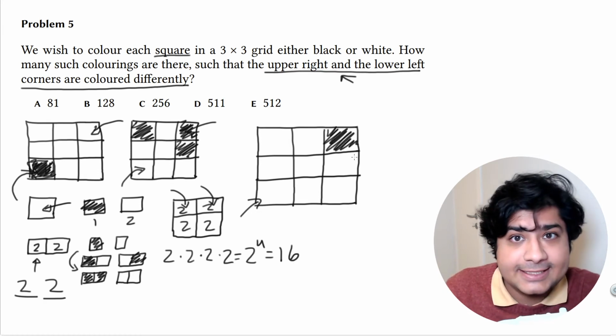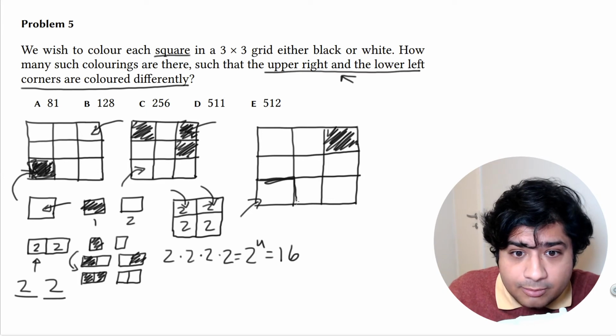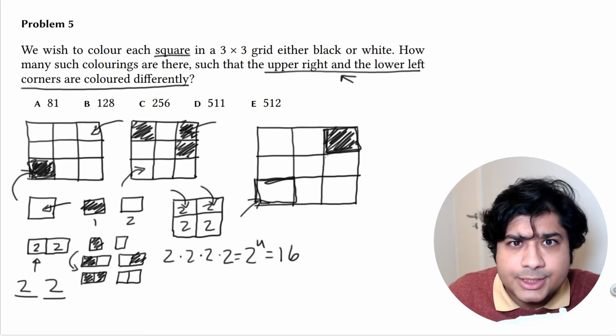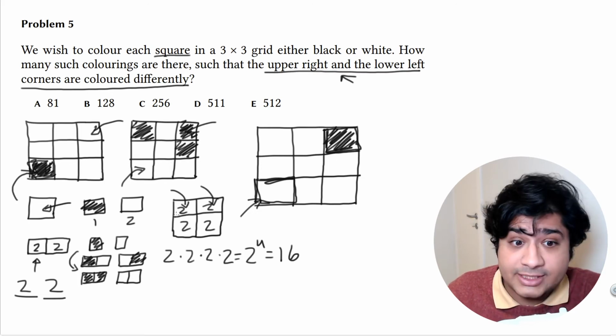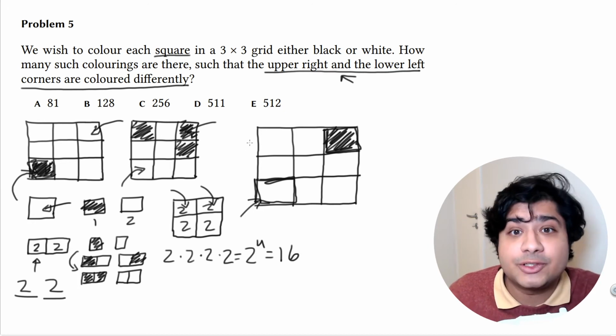So in this case, the coloring for these 2 squares has already been determined. We already fixed that. So what's up with the rest of them? Well, the rest of them are still going to be two possibilities, right? Because we don't have any restrictions on that.